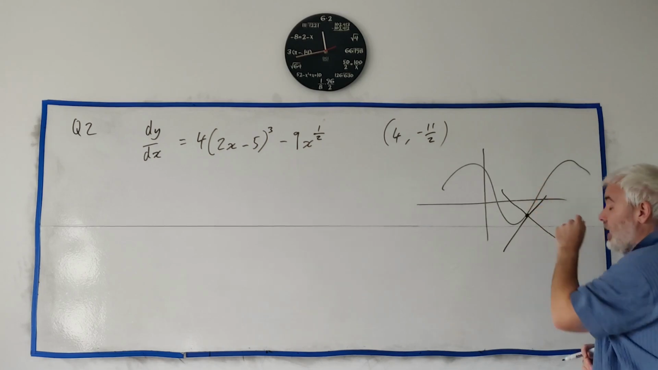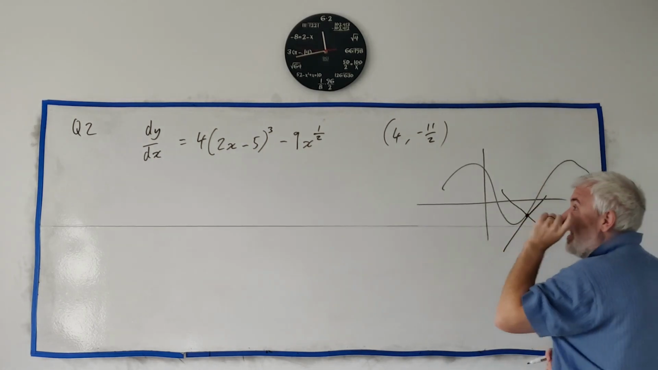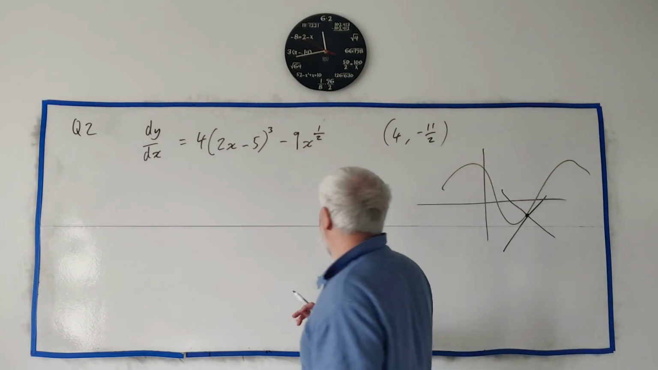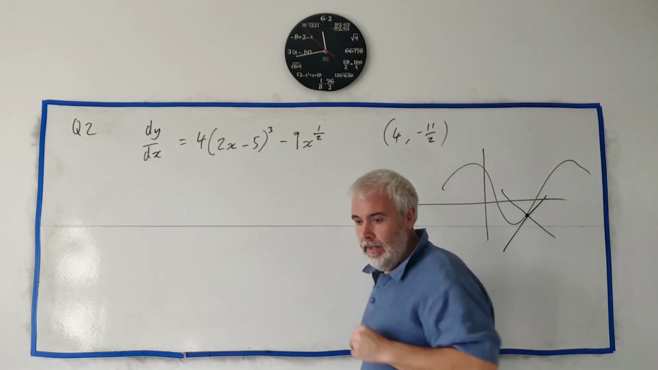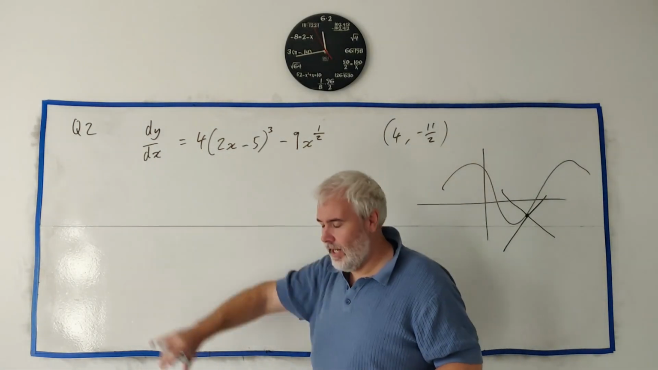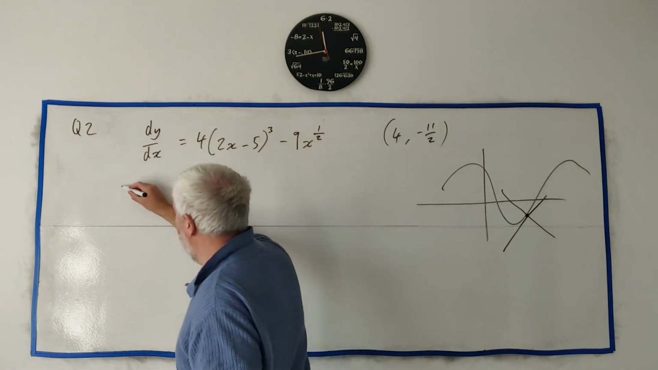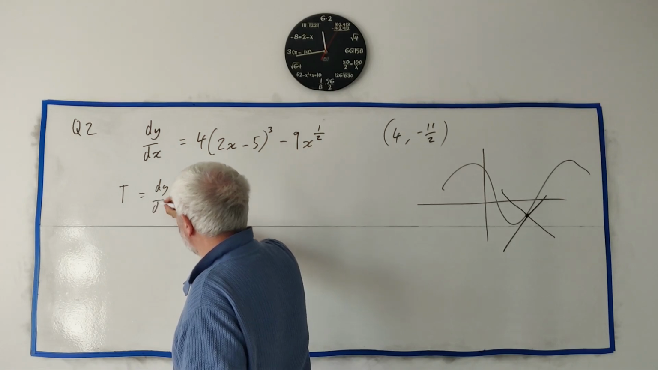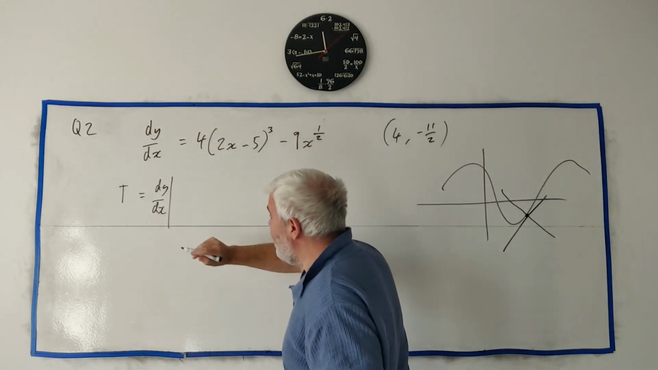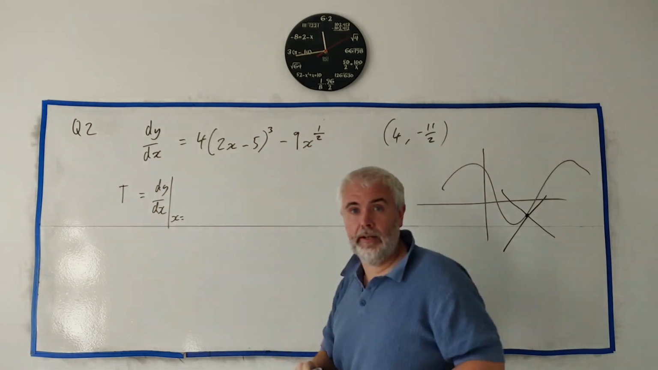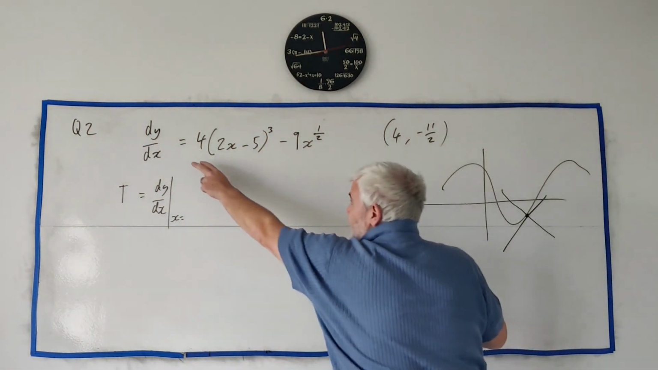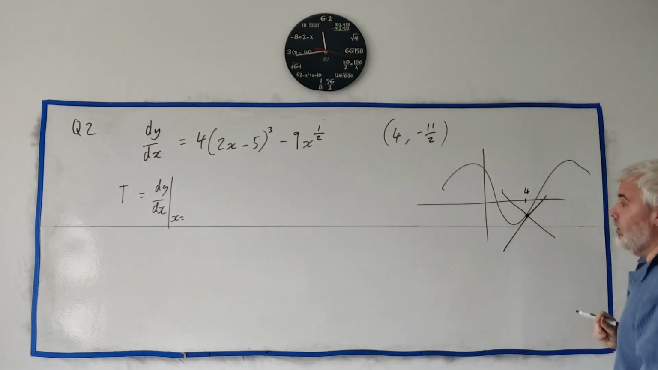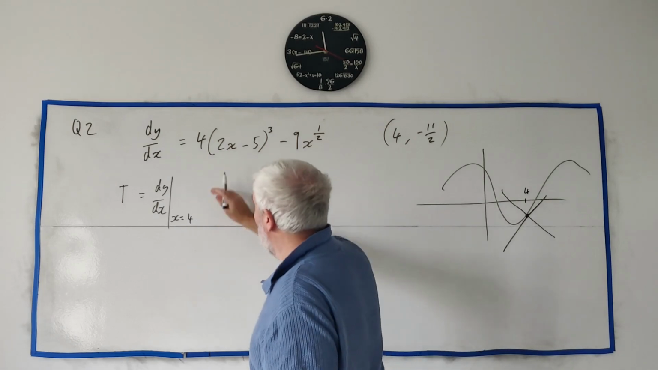The next thing to remember, and it's very important to remember, the gradient is the derivative. The derivative is the gradient. So if you're looking for the gradient of the tangent, let's call that t, t is equal to dy/dx. The gradient of the tangent is this. At a certain point, when x is equal to something, it'll give us every possible answer. At the point here, this is when x is equal to 4. So when x is equal to 4, we can find the gradient.